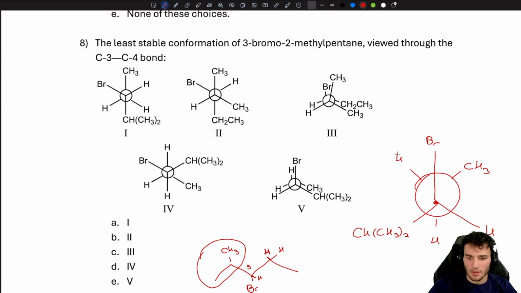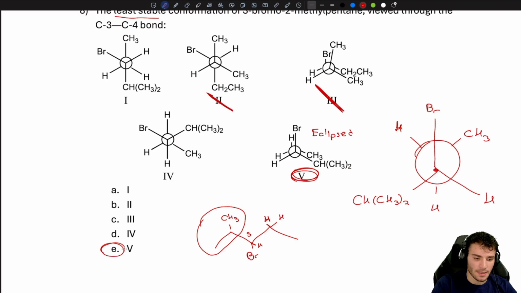And so, first of all, let's make sure that all of our structures correctly represent that, which I believe one of them does not, right? Structure 3 is not a correct Newman projection at all, and structure 2 also is not a correct Newman projection. So we're left with 1, 4, and 5. And if you're looking for the least stable, you're probably going to want to look at the eclipsed version of your Newman projection, because this is also always going to be your least stable conformation. And so your answer is E.